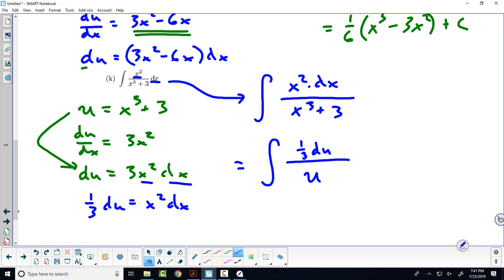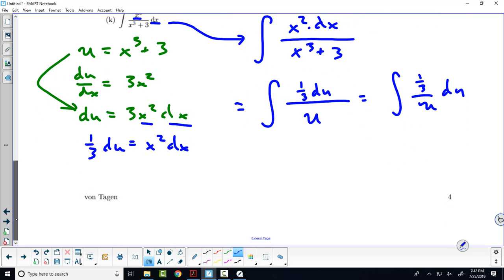Okay. Now this is really 1/3 over u du, right? And what can I do with constants? Well, I can factor them out of antiderivatives. So I could write this as 1/3 integral of 1 over u du.